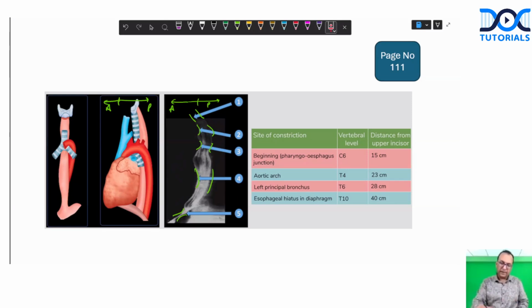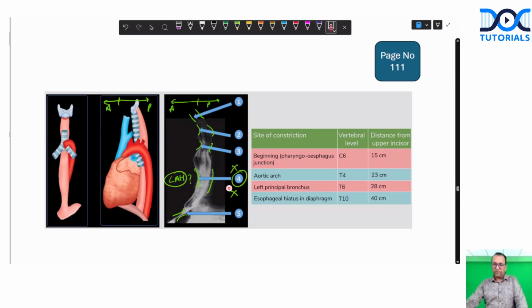We say the left atrium narrowing is not happening normally. It happens only in a case of left atrial hypertrophy. So it is better to remember that maybe there is a narrowing, but we don't consider it. We will consider it only if there was left atrial hypertrophy, with the left atrium compressing; otherwise it is not there.